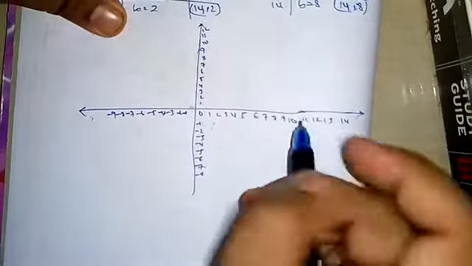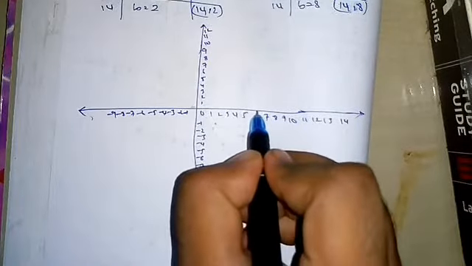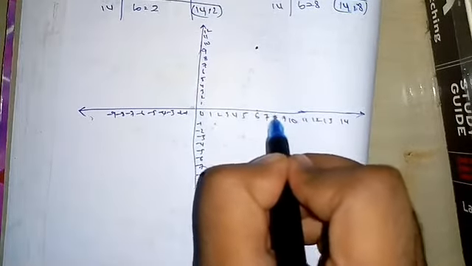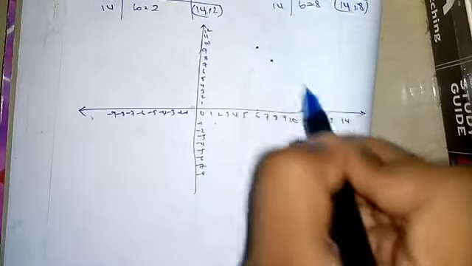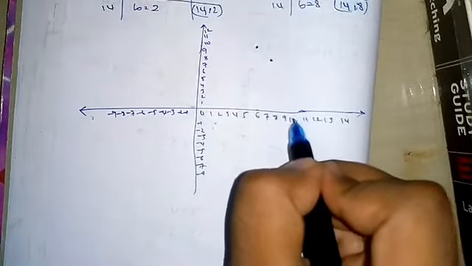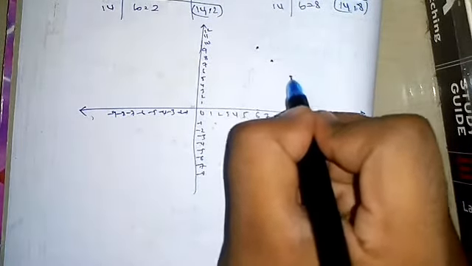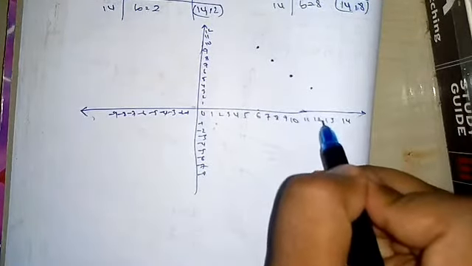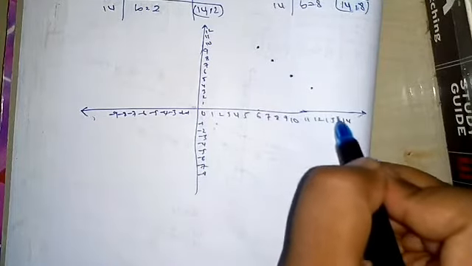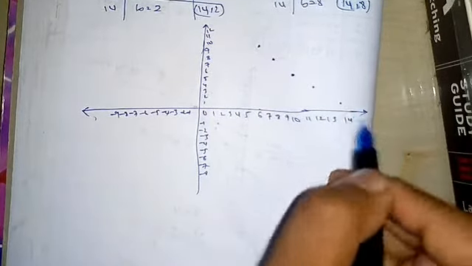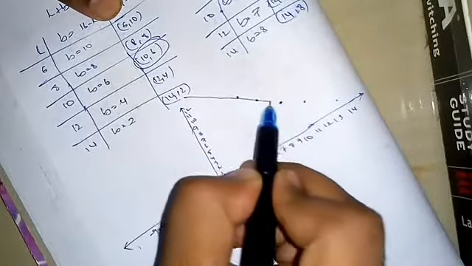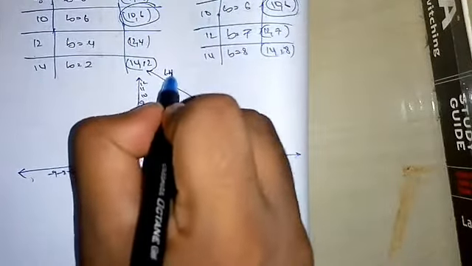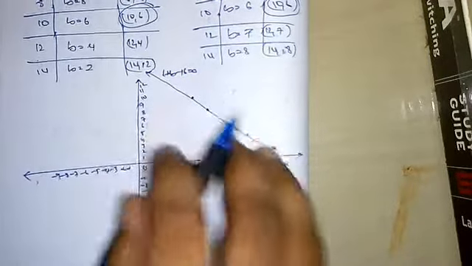So let's plot the points. First point is 6 comma 10, so somewhere here. Next is 8 comma 8, somewhere here. So 10 comma 6, somewhere here. 12 comma 4, here. 14 comma 2, here. Let's join these points. So you get a straight line like this. This is L plus B minus 16 is equal to 0.